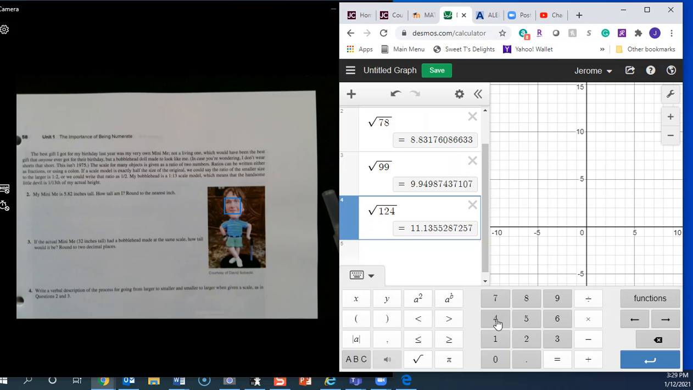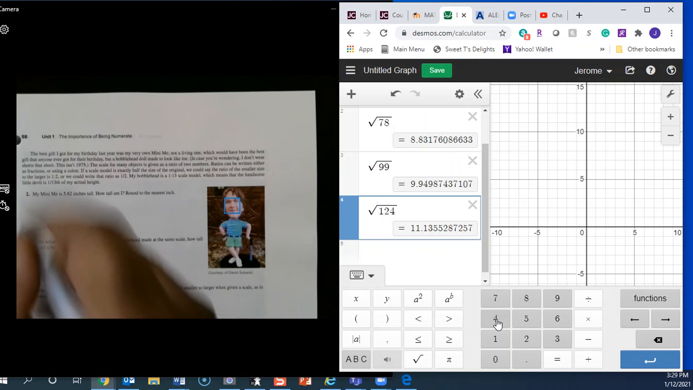If a scale model is exactly half the size of the original, we could say the ratio of the smaller size to the larger is 1 to 2, or we could write that ratio as 1 over 2. My bobblehead is a 1 to 13 scale model, which means that the handsome little devil is 1/13 of my actual height. My mini-me is 5.82 inches tall. How tall am I?